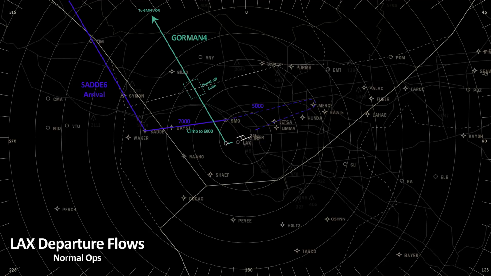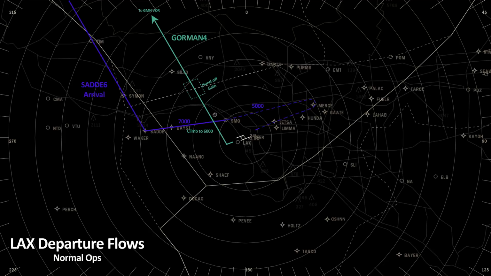The departing traffic is restricted to 6,000 feet. Arriving traffic is restricted to no lower than 7,000 feet. So even if the timing works out that we have planes directly on top of each other as they cross here, we still will have legal separation vertically between the aircraft.